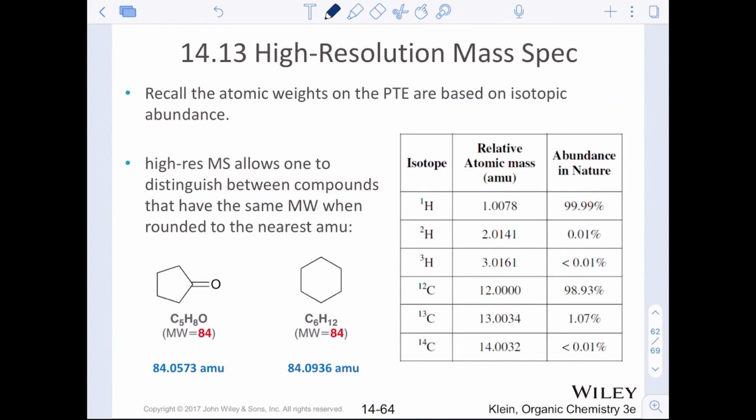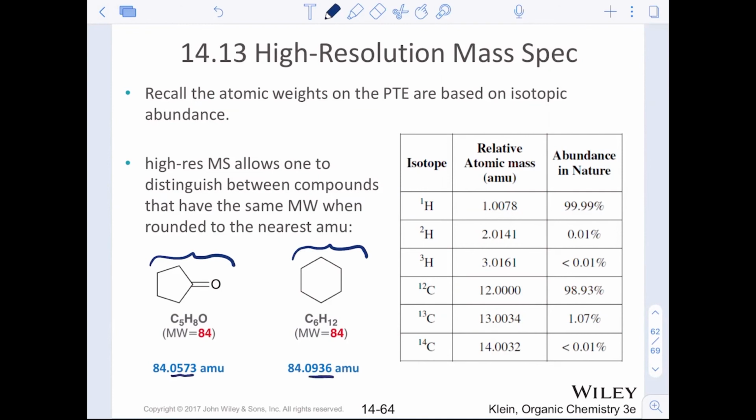And so high res mass spec allows us to distinguish between compounds that have the same molecular weight. Because notice down here, cyclopentanone, this ketone, versus cyclohexane. Both have the same 84 grams per mole AMU. But technically, because of the oxygens and hydrogens and carbon counts, they are slightly different masses, right?